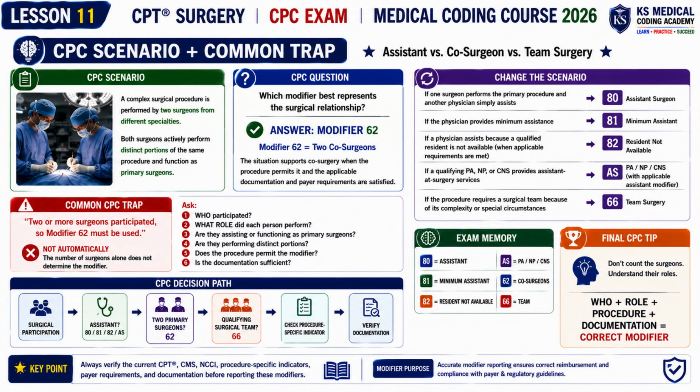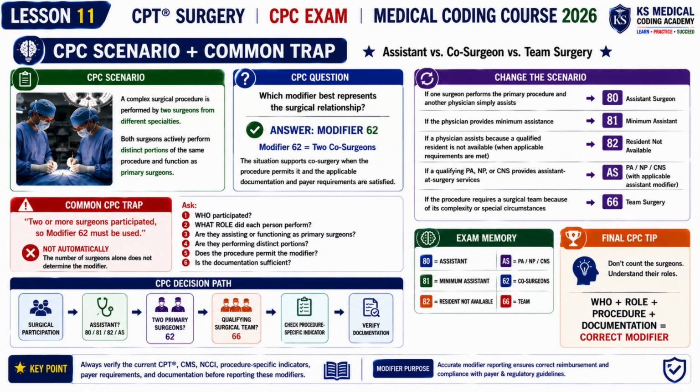Now let's change the scenario. If one surgeon performs the primary procedure and another physician simply assists, think modifier 80, assistant surgeon. If the physician provides minimum assistance, think modifier 81. If a physician assists because a qualified resident is not available, when the applicable requirements are met, think modifier 82. If a qualifying PA, NP, or CNS provides assistant at surgery services, think modifier AS, together with the applicable assistant modifier when required. And if the procedure requires a surgical team because of its complexity or special circumstances, think modifier 66, team surgery.